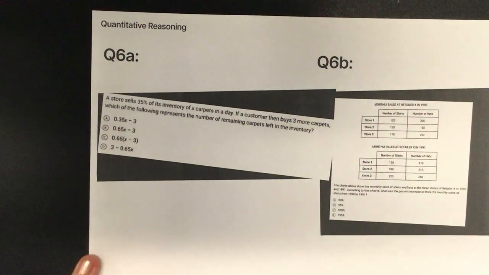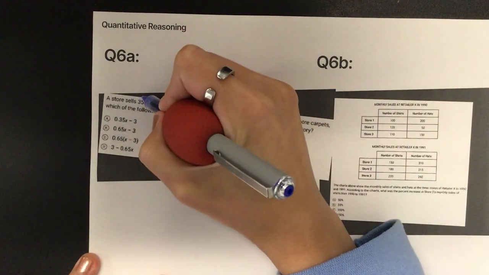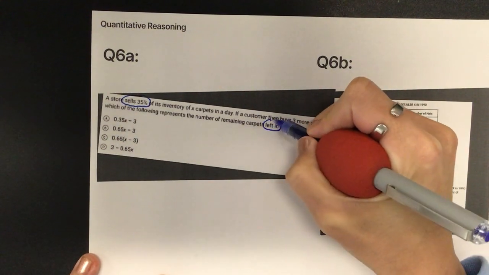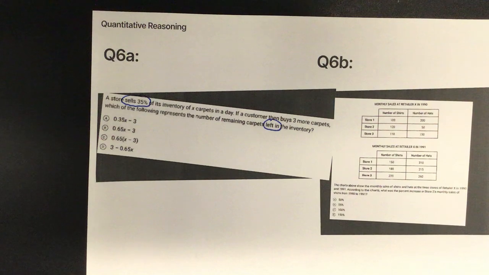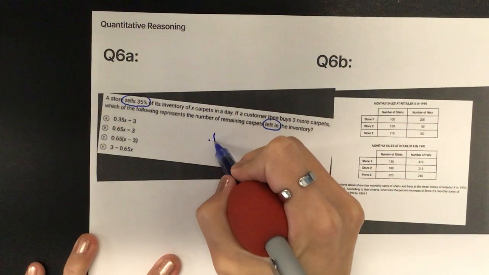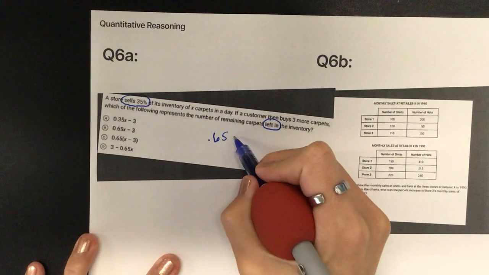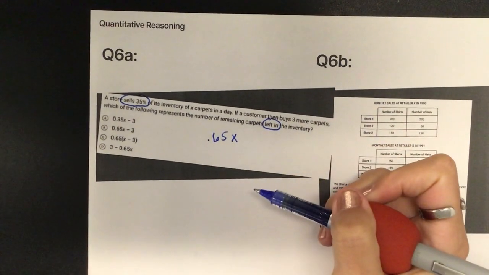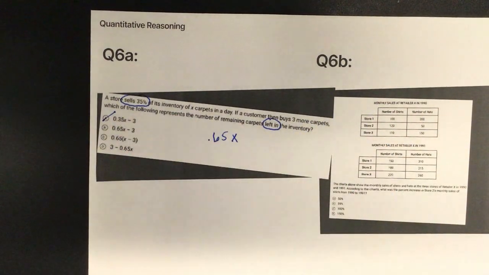All right, so what that means is the store sells 35%. And I want to talk about how much is left in the inventory. So let's kind of think about it. If I have no 35%, how many percent is in the inventory with me? 65%. And our 65% in decimal is 0.65. Of the inventory, the word of is the product of. Now, just by looking at that, let's start eliminating. A is gone. What else is gone? Nothing else pretty much, right?